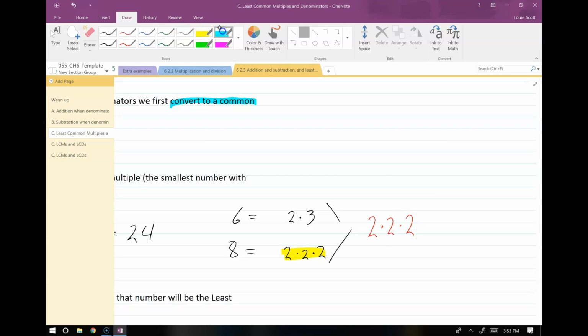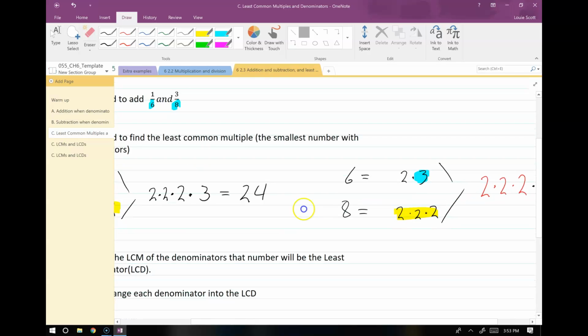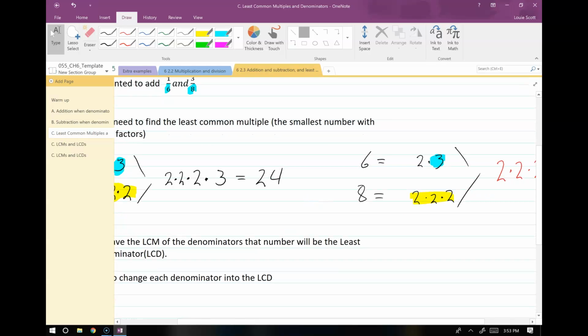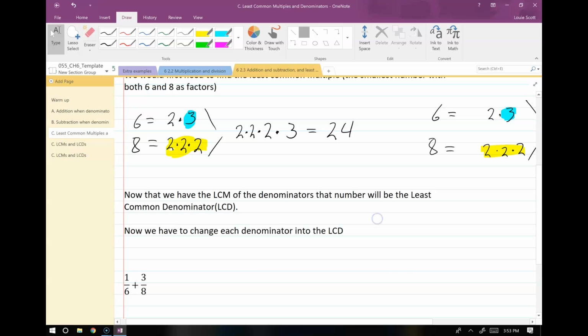And then I say, okay, a 3 exists in one of these. It's only 1, so that's got to be multiplied in as well. I don't know if that helps at all. We'll do that a bunch more times. Probably doesn't help. I got that look on your faces like that doesn't look right.